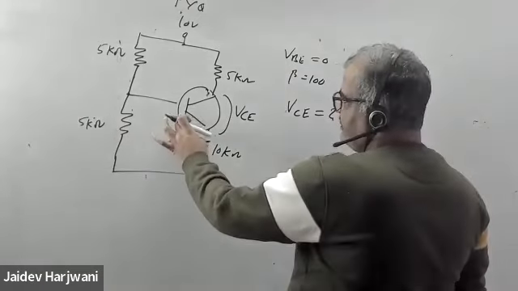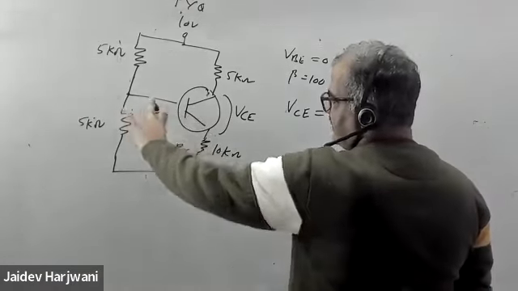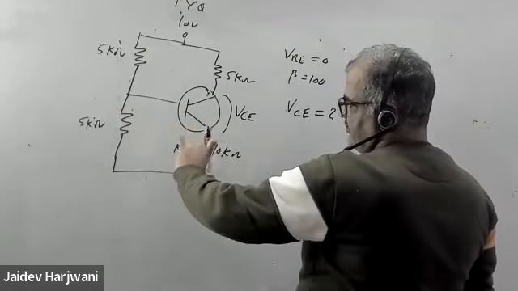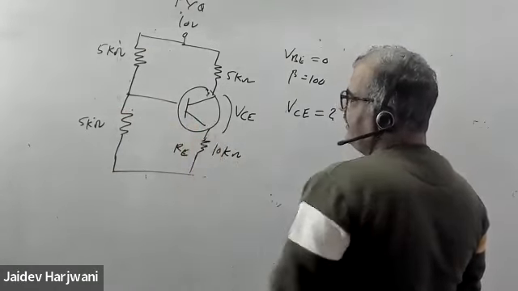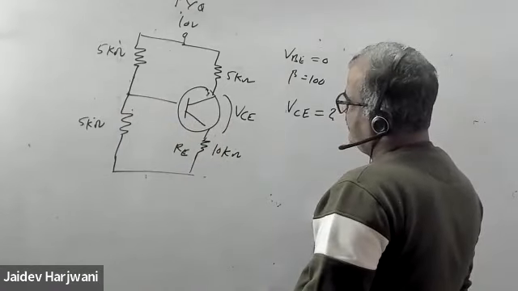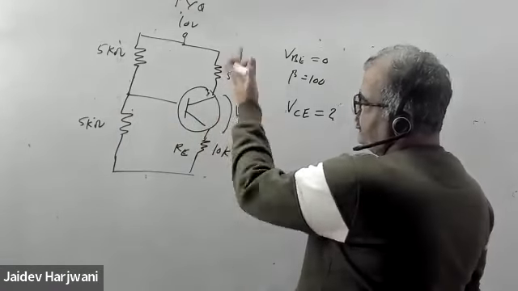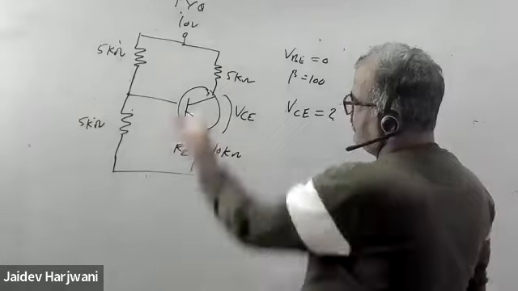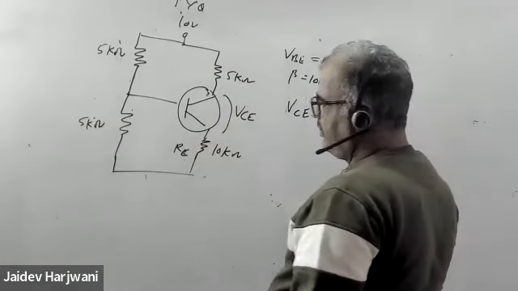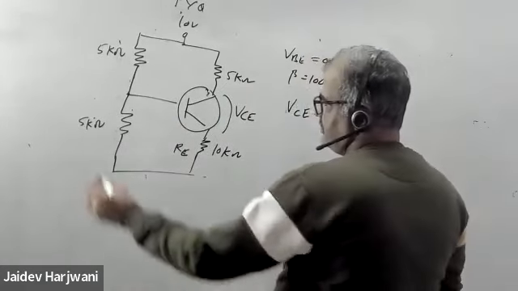So this time VB is 0. Whatever voltage is coming here, that voltage will be equal to here. Once you know this node's voltage, you can find IE. Once you know IE, automatically you know IC, and then you can use the circuit to calculate VC. So say this is VB.